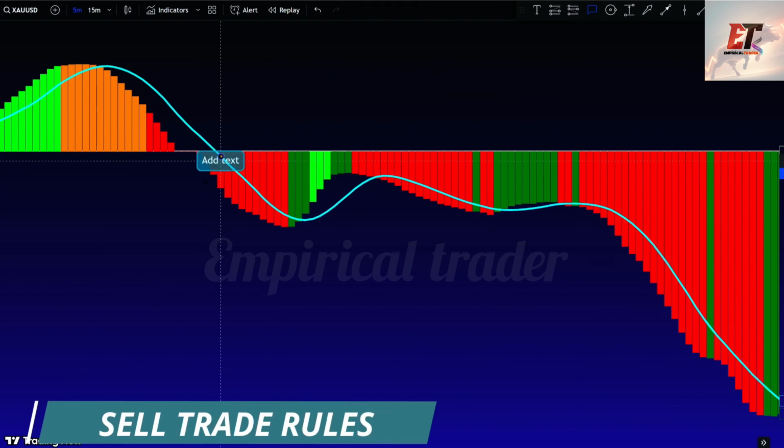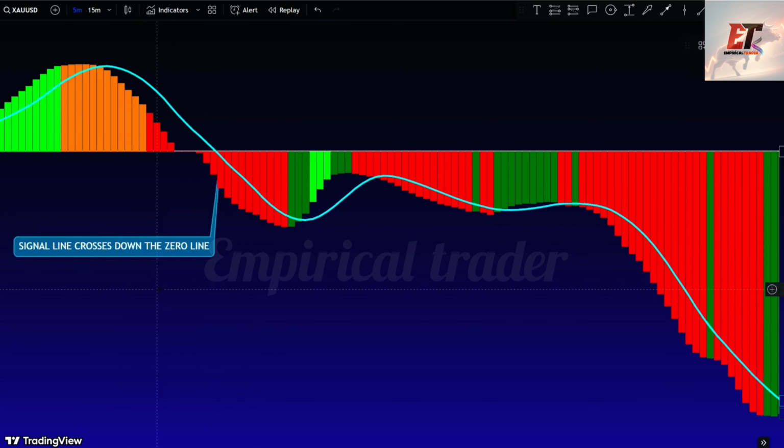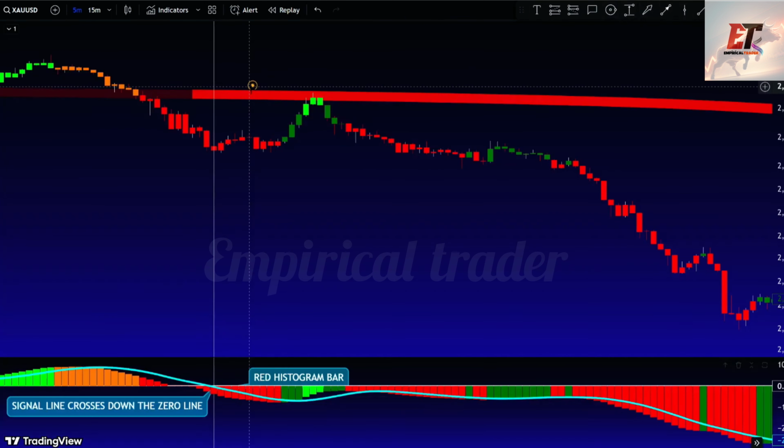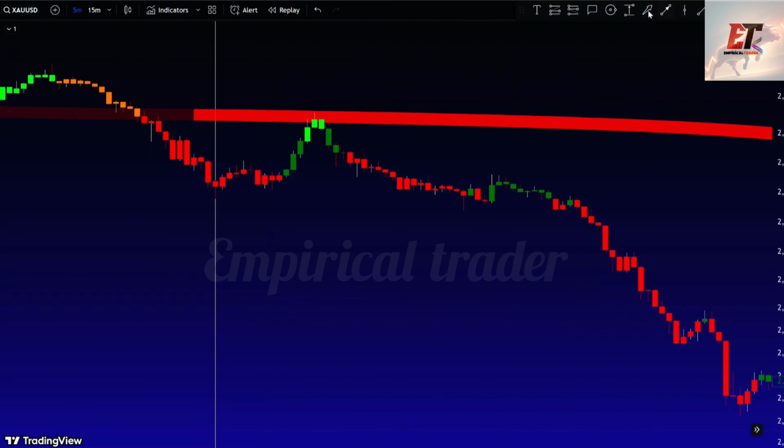Now let's talk about spotting a chance to sell with the Impulse MACD. Watch for when its signal line dips below the zero line and the histogram bar goes red. That's your cue to sell. So which candle gives the exact signal? Just mark a vertical line right where the crossover happens. Next, check if the closing price of the signal candle is under the bright red market bias line. If so, it's a strong sign of a downtrend, and that's your green light to open a sell trade.